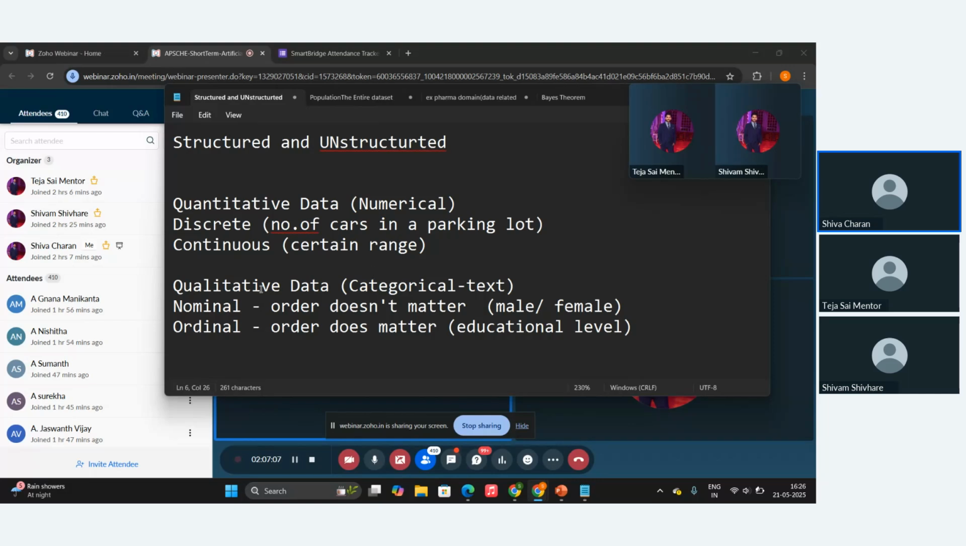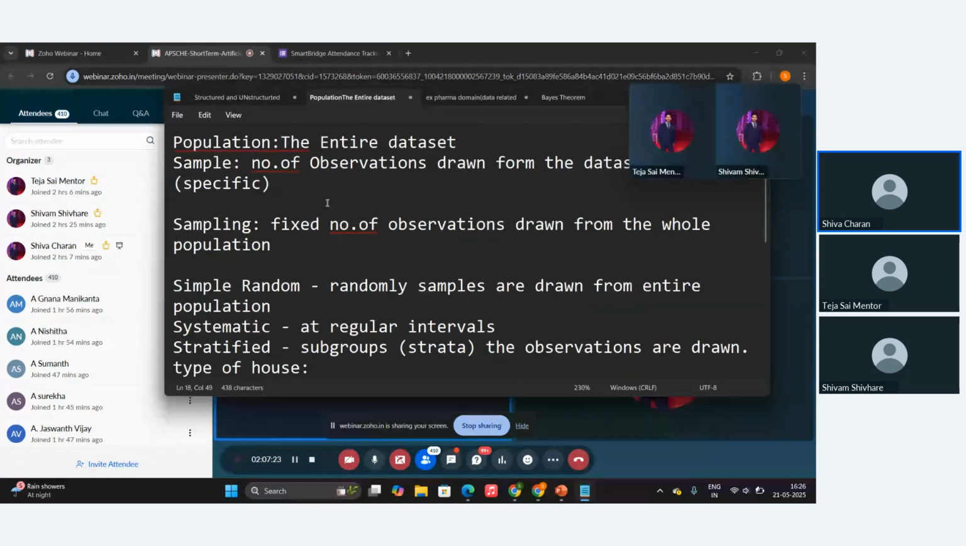And similarly, qualitative data means categorical text, nominal and ordinal. Nominal means order doesn't matter. It could be male or female. Ordinal means the order does matter. So in that case, it will be education level. So this is about structured and unstructured data.